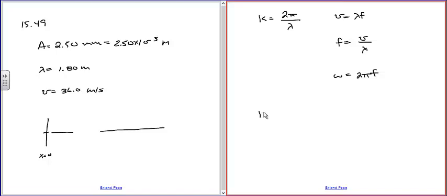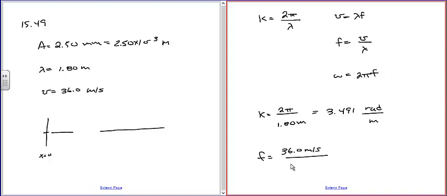Okay, so k is equal to 2 pi divided by lambda, which is 1.80 meters. 2 times pi divided by 1.8 is 3.491, and the units are radians per meter. Then the frequency is 36.0 meters per second divided by lambda, which is 1.80 meters.